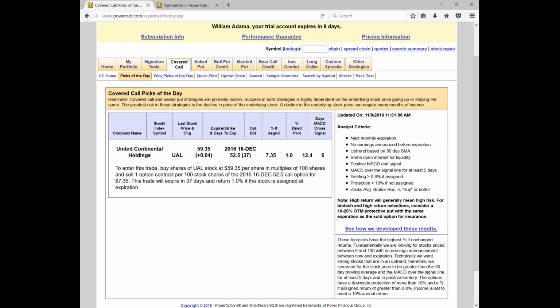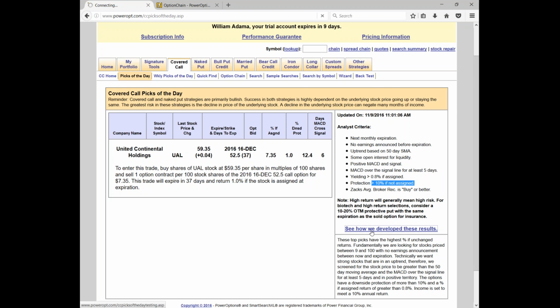Now what these are is a back-tested set of criteria that Ernie used. You can see here the exact filters he's using. Next monthly expiration, this is the standard expiration pick of the day for covered calls. No earnings. Stock must be trading above the 50-day moving average. Looking for some liquidity and open interest. There's that positive MACD signal, yielding at least a minimum 0.8% if assigned and a downside protection of at least 10% and a high broker recommendation. Well, what do these criteria mean?